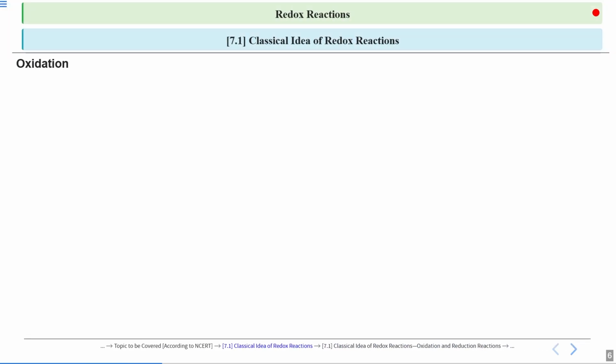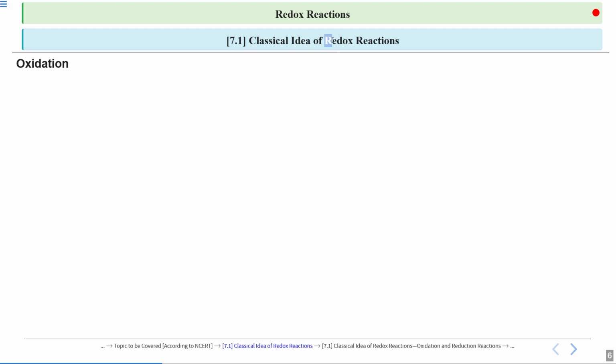So now, oxidation. First of all, we should have an idea about the classical idea of redox reactions. That means we must know about redox reaction. What is redox reaction? How does it take place? What do we understand by the term redox?